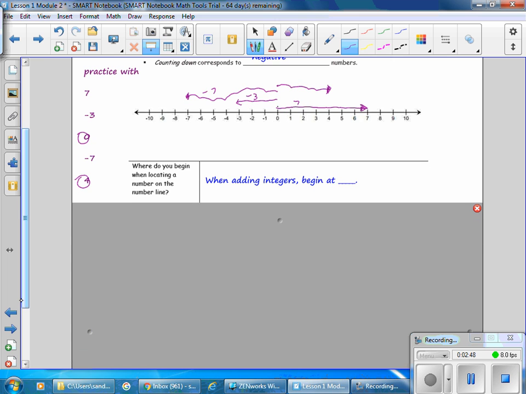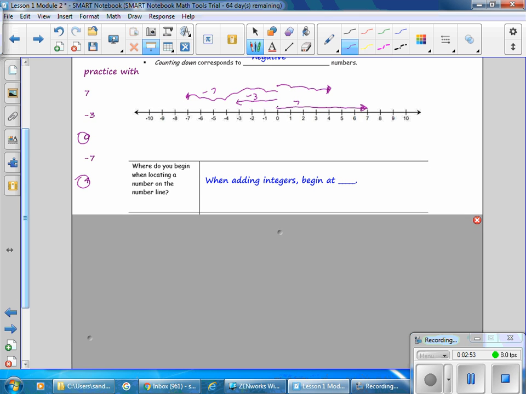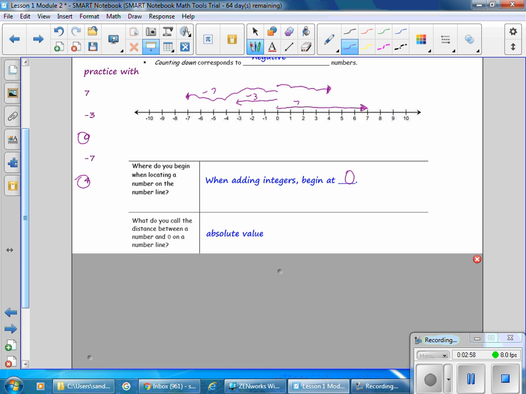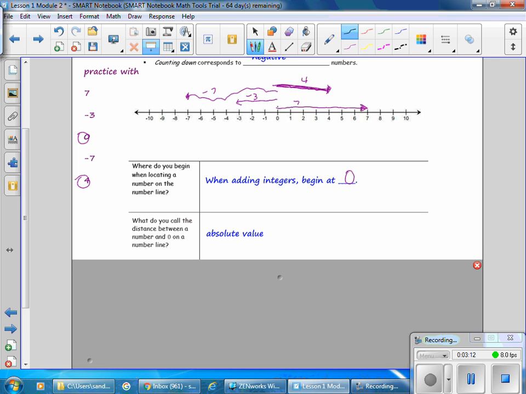Where do you begin when locating a number on the number line? When adding integers, we begin at 0. What do you call the distance between a number and 0 on a number line? That is called absolute value. So the absolute value of 4 is 4 because it is 4 spaces from 0. The absolute value of negative 7 is 7 because it is 7 spaces from 0. The absolute value of 0 is 0.